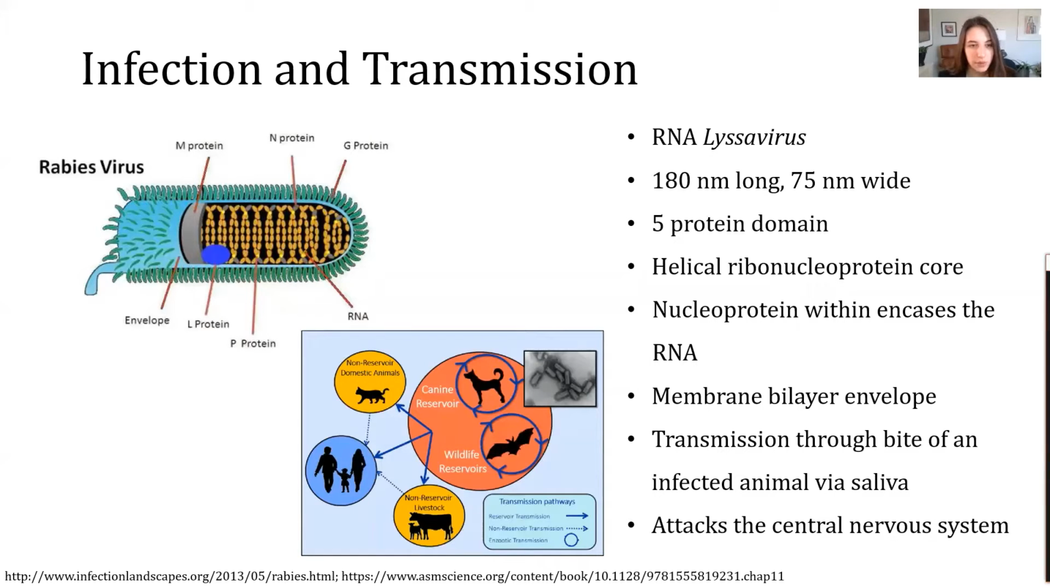The disease is typically transmitted through the bite of an infected animal via saliva. Infections attack the central nervous system and may result in symptoms such as respiratory arrest, paralysis, encephalitis, coma, or fatality if the patient is not treated with post-exposure prophylaxis promptly after being exposed.